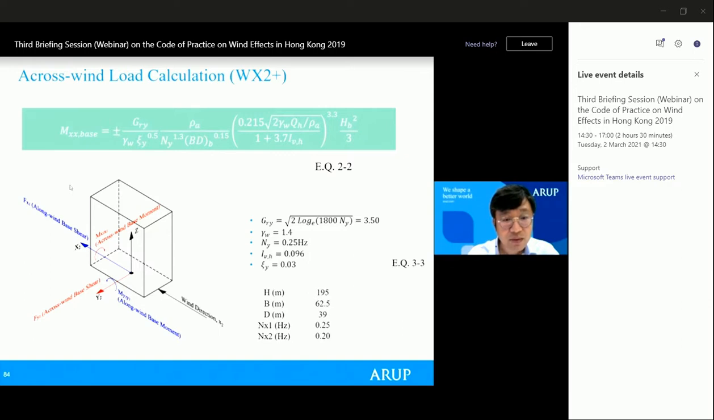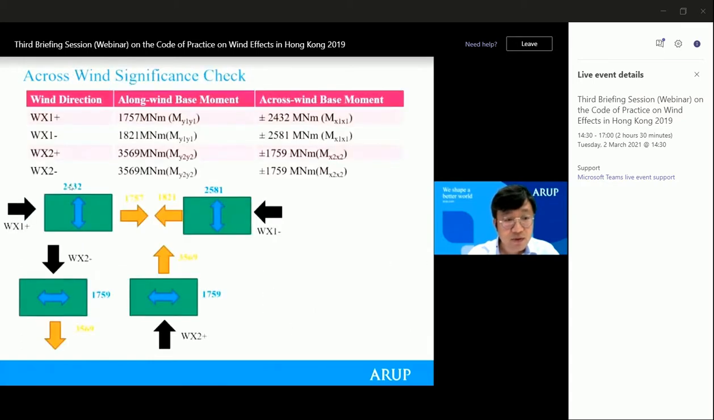So with all those brought in, we can calculate the crosswind base moment for the WX2 direction, for wind blow to the WX2 direction, that is 17559. So then following the same principle for all the four directions, we can calculate this respectively for the along wind base moment and the crosswind base moment for all those directions. So take Wx1, so the black arrow, wind blow from left, as an example.